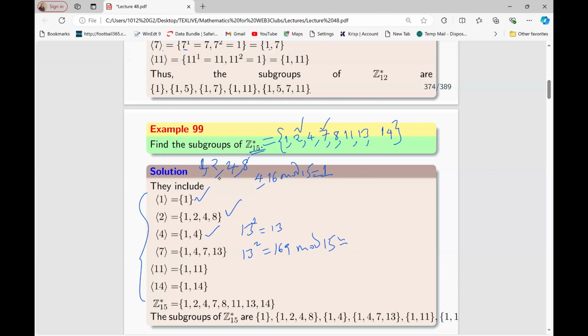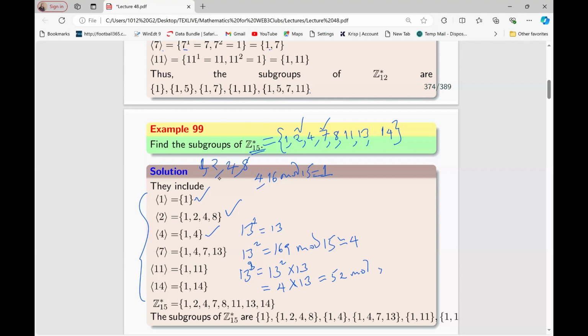What's the remainder there? 4. Okay. Then 13 three times. It will be the same as 13 twice times 13. But 13 twice, you already have it as 4. And then that is 4 times 13, which is what? 52. Is that okay?